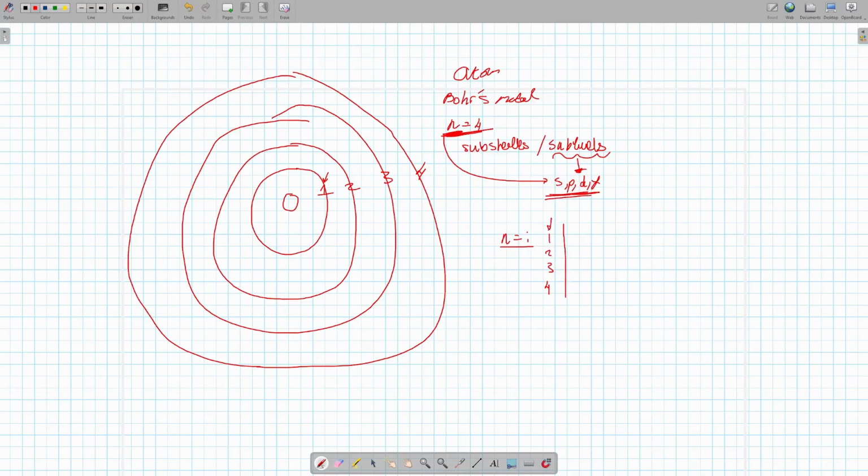Here's exactly how you do it. In the first energy level, you can only find the s sublevel. In the second one, you can find s and p. In the third one, you can find s, p, and d. In the last one, you can find s, p, d, and f.